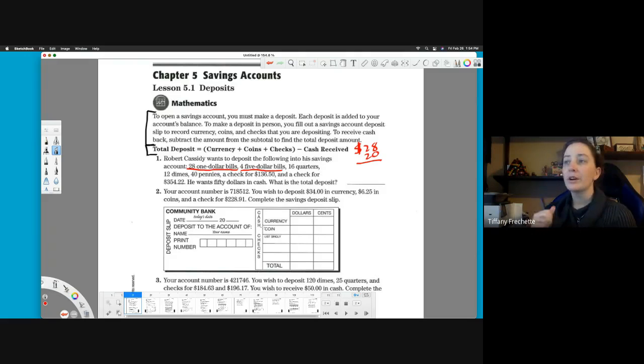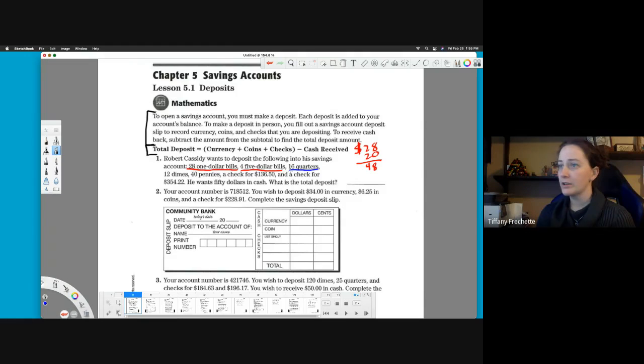So remember, we're going to separate currency from coins. Currency means actual bills. Coins are just all the coins that we want to deposit. So those two get placed on there separately. Make sure you always separate those two when you're adding them together. So we're just going to add this together. So he has $48 in bills.